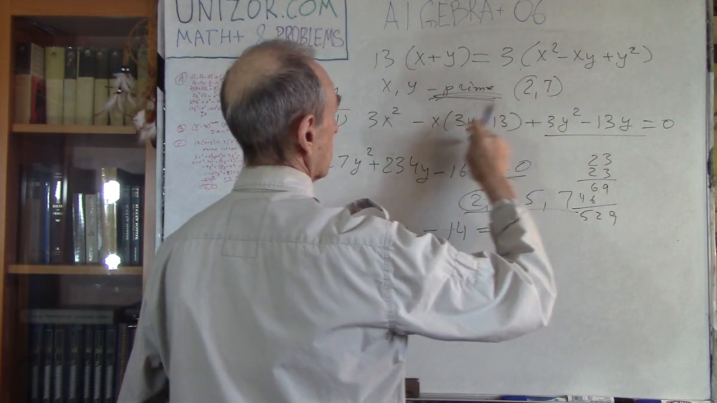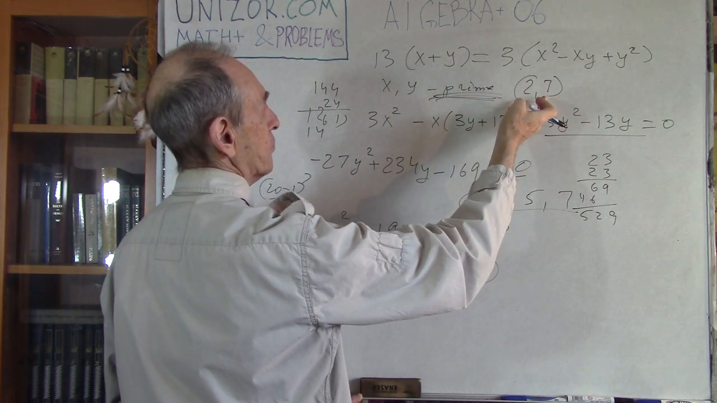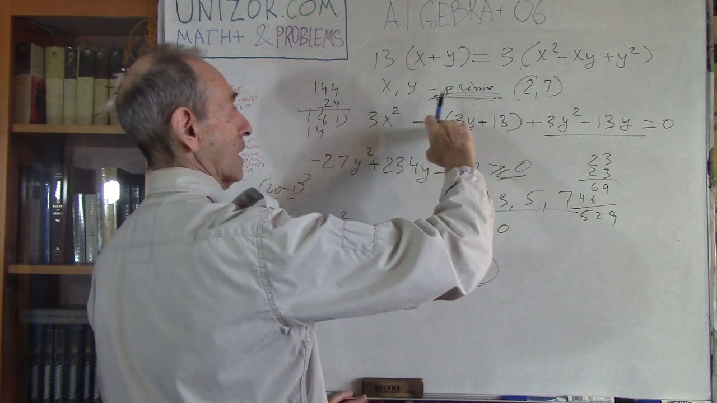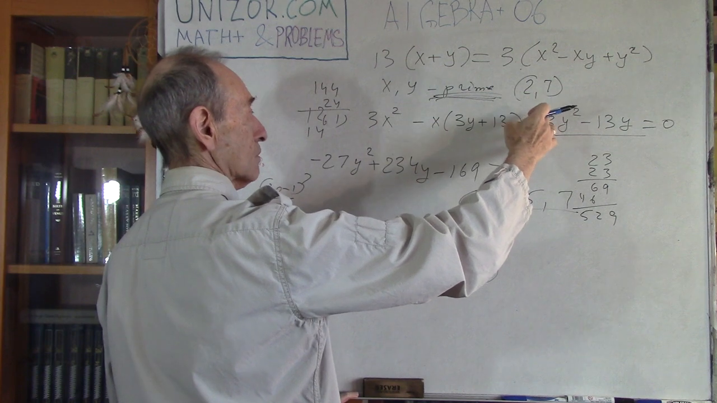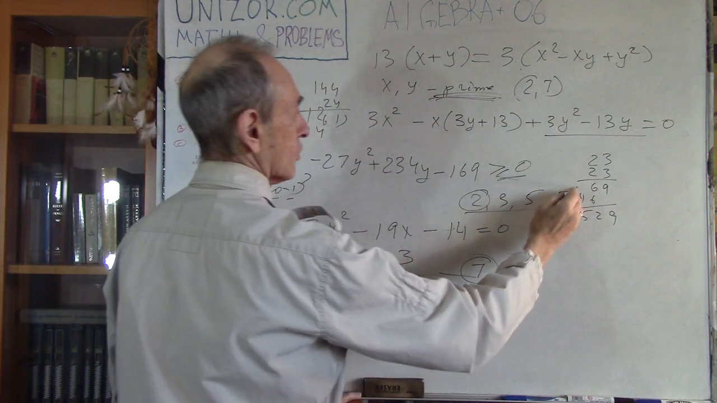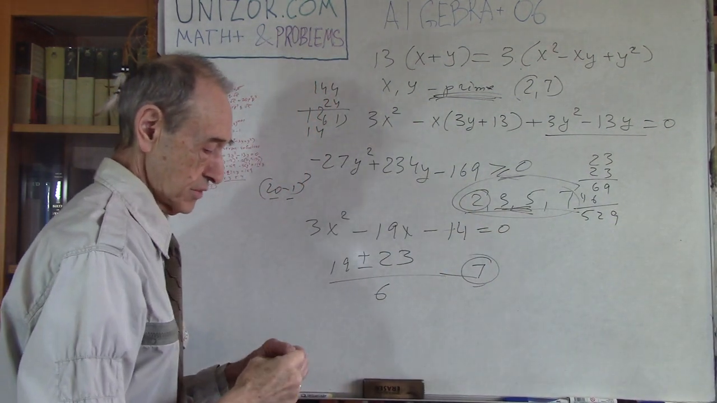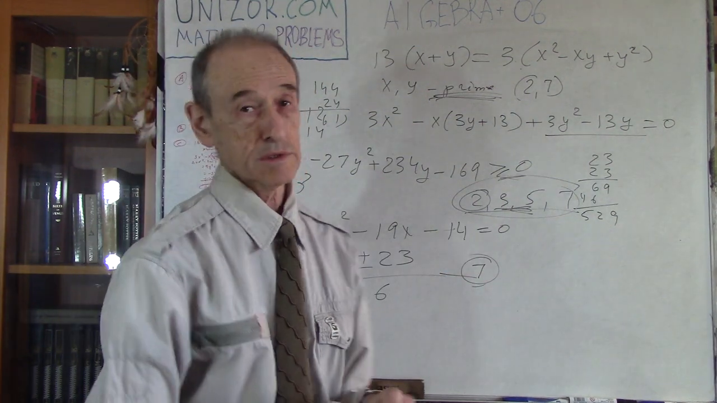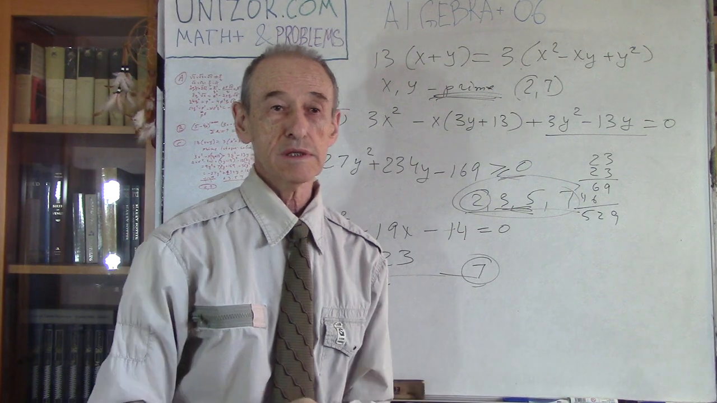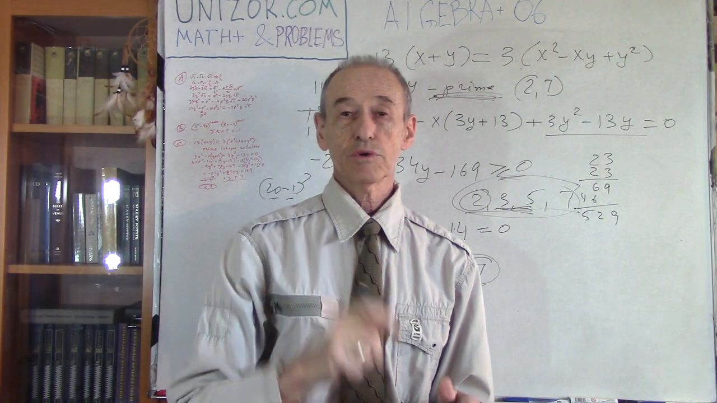2, 7. By the way, this is symmetrical in x and y. So if 2, 7 is a pair of solutions, 7 and 2 will also be a pair of solutions. So x is equal to 7, y is equal to 2, or x is equal to 2 and y is equal to 7. So we have already found two of these. Now, if you try 3 and 5 for y, you will see that there are no other solutions. I mean, I did try it. So basically, that's it. We found all the solutions. It's the pair 2 and 7 in this and that order.